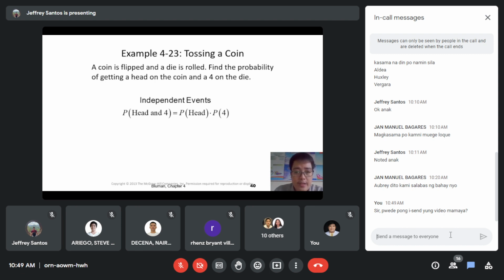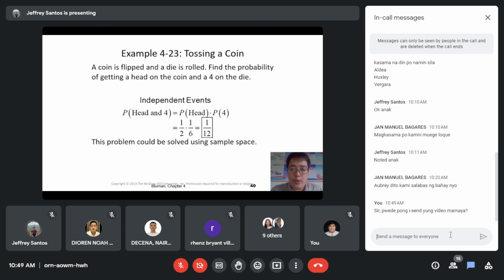The probability of getting a head on a coin is just 1/2, since dalawa lang naman ang possible outcomes when you flip a coin. While for the probability of getting 4 on the die, since there are 6 faces of the die corresponding to the numbers 1 to 6, at isa lang ang 4 doon, so that is 1 over 6. So the probability of getting a head and 4 on the given die, you'll just need to multiply the two. So 1/2 times 1 over 6 is just 1 over 12. So that's the given probability for the given event.